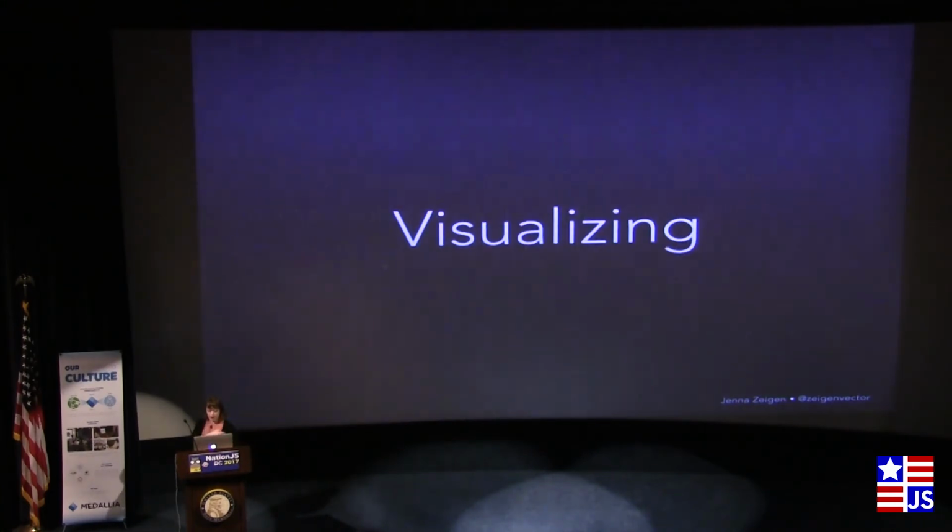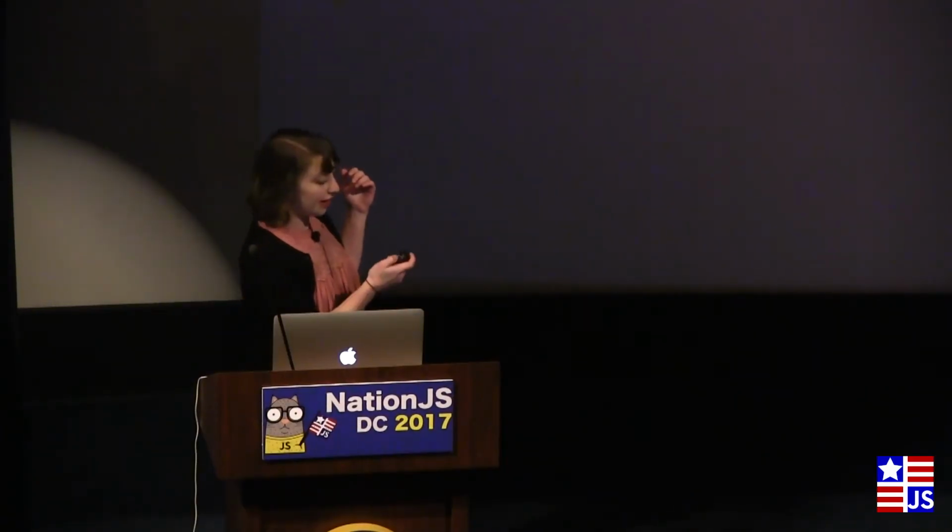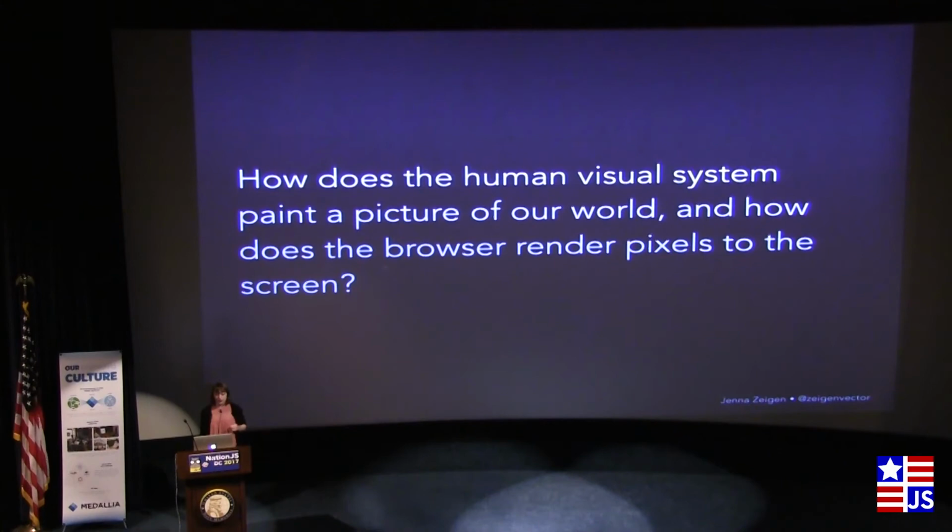All right, moving on to visualizing. We're going to answer the question, how does the human visual system paint a picture of our world, and how does the browser render pixels to the screen? We'll switch it up and we'll talk about humans first.